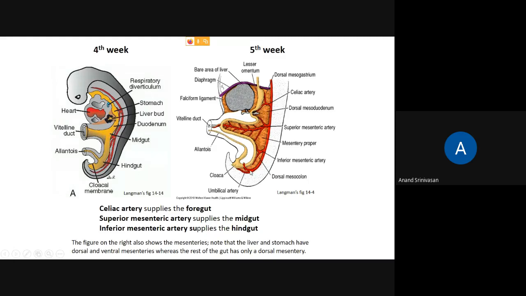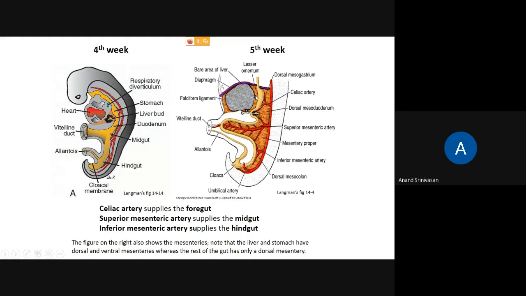Now, if you see, this is present along the entire part of the GI tract, from the foregut, midgut, and hindgut, the dorsal mesentery. Now, here you can see a small portion of the ventral mesoderm. Okay, that is the ventral mesentery.